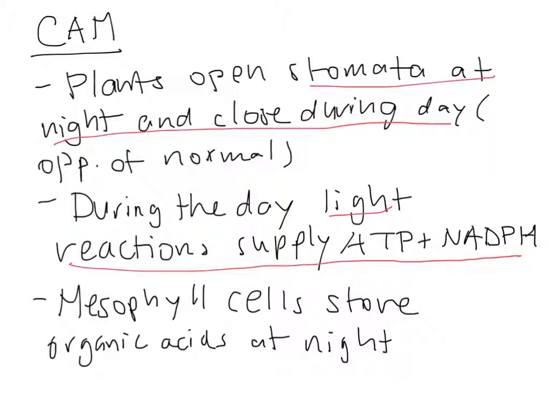And the mesophyll cells actually store organic acids, which are produced at night, and then these acids can be metabolized during the day and release CO2, which then goes into the Calvin cycle to produce sugars using the ATP and NADPH that is supplied by the light reactions.